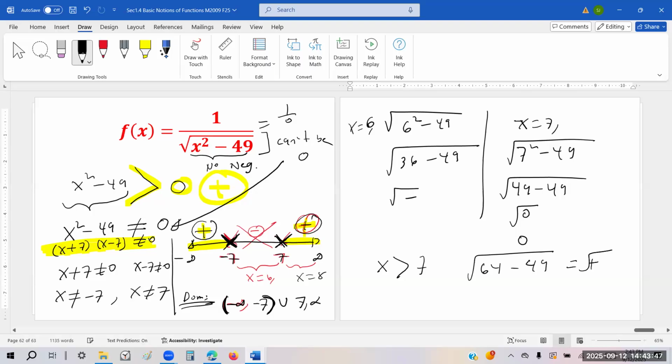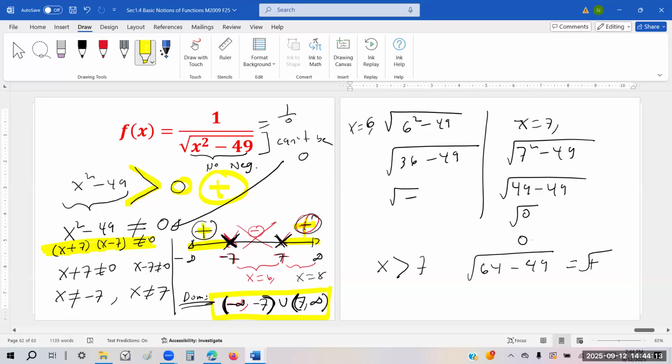7 to infinity. And how about the boundary? Parentheses. We cannot use 7. See, when we use 7, we get 0. 1 over 0 doesn't exist. So you have to write down this interval notation. And you have two parts. Not every question will have two parts. It depends on whatever question you have. So that's what you have to solve.